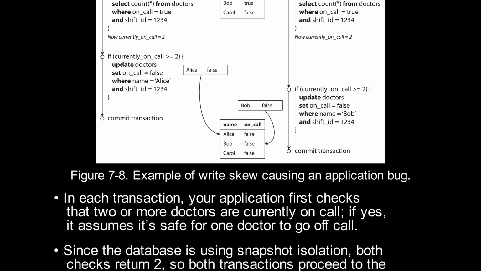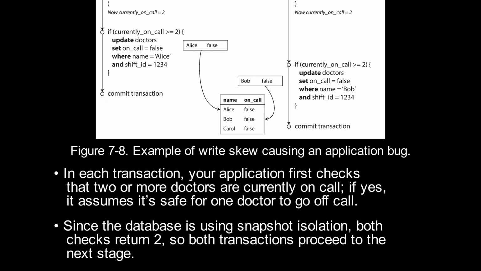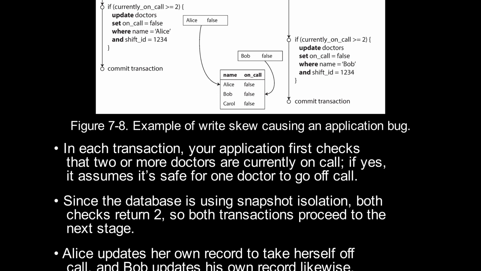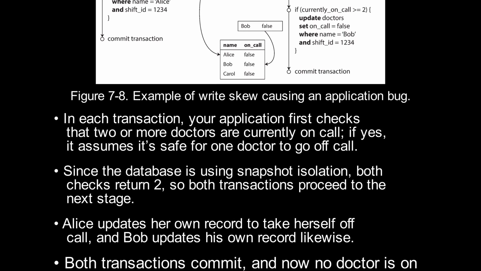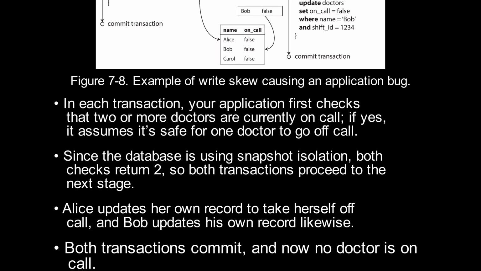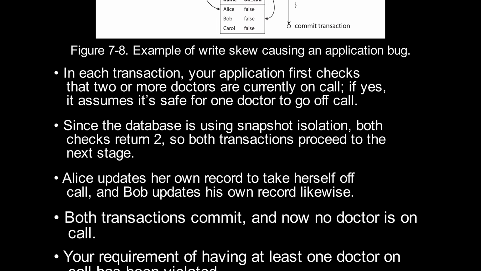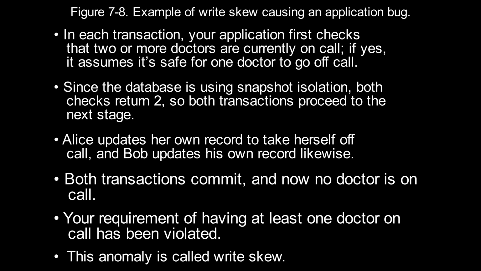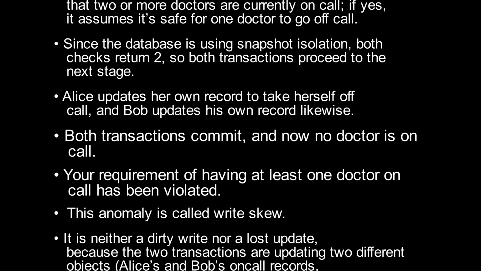In each transaction, your application first checks that two or more doctors are currently on call. If yes, it assumes it's safe for one doctor to go off call. Since the database is using snapshot isolation, both checks return 2, so both transactions proceed to the next stage. Alice updates her own record to take herself off call, and Bob updates his own record likewise. Both transactions commit, and now no doctor is on call. Your requirement of having at least one doctor on call has been violated.